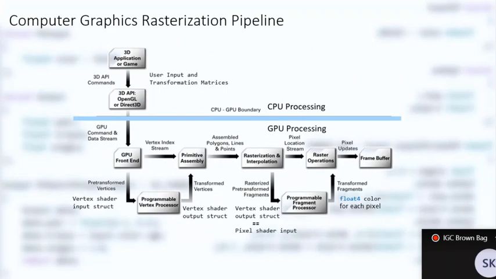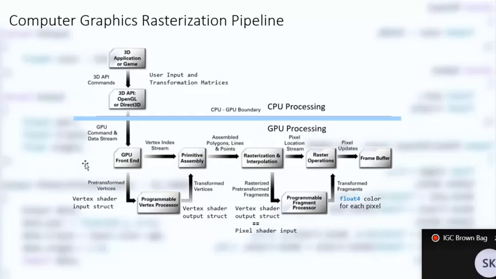Let's talk about the computer graphics rasterization pipeline. First, a 3D graphics program sends 3D instructions to the Direct3D API. Then Direct3D takes those instructions and passes them from the CPU onto the GPU. So this is the CPU-GPU boundary. Above, everything is on the CPU processing, and below is everything on the GPU processing.